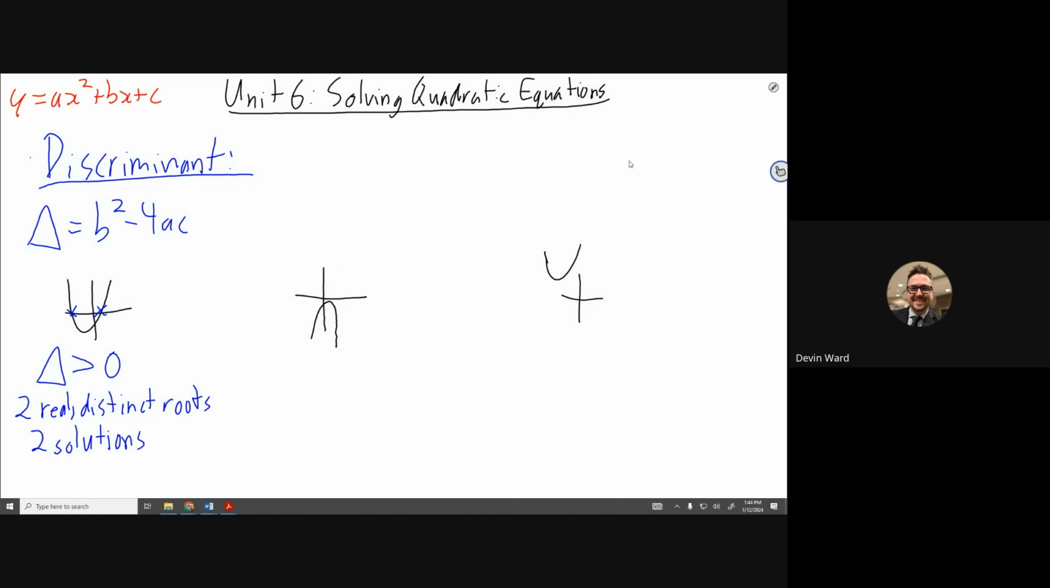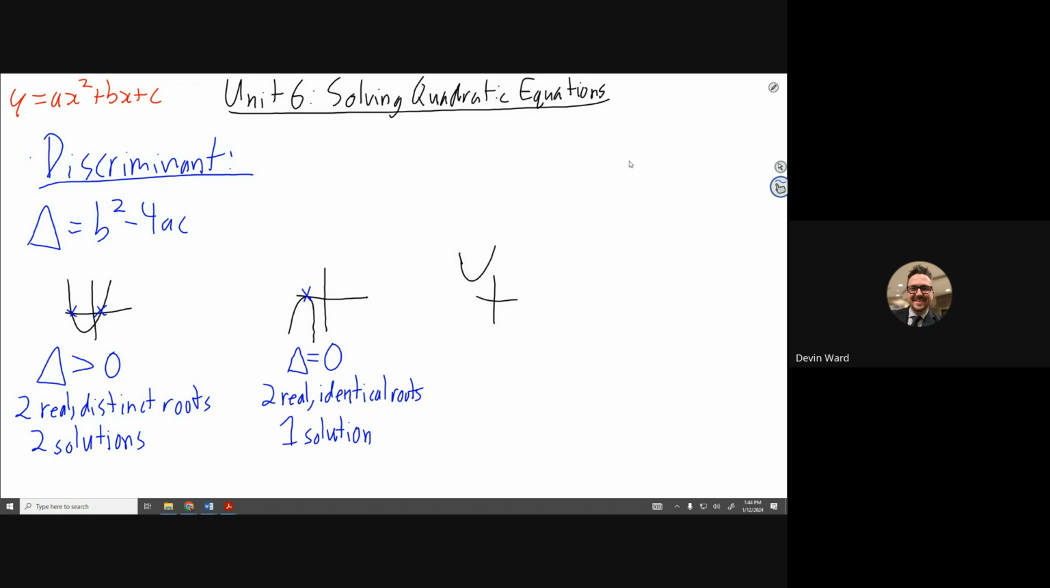I'm going to move these over a bit just so that I have space for my example. In this case, it comes up and I only hit the x-axis once. That will mean that my discriminant is equal to 0. But I still have two real roots, but the two real identical roots. Okay, it's the same root. Because when I do the square root of b squared minus 4ac, it doesn't matter if I add it or subtract it, they both equal 0. Okay, and I only have one solution. So this is the nature of the roots: real distinct, real identical, and the number of solutions.